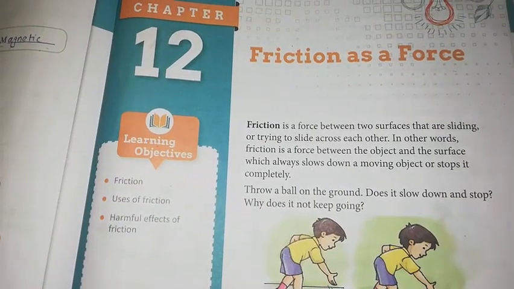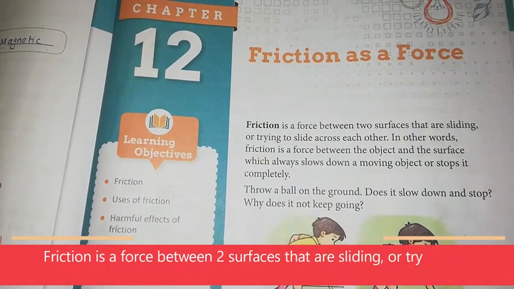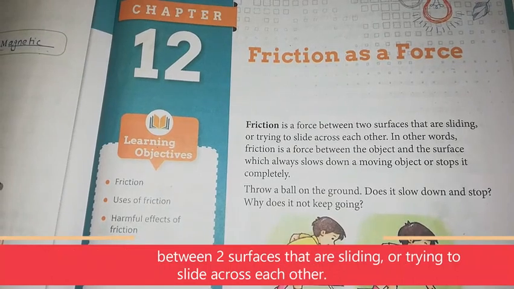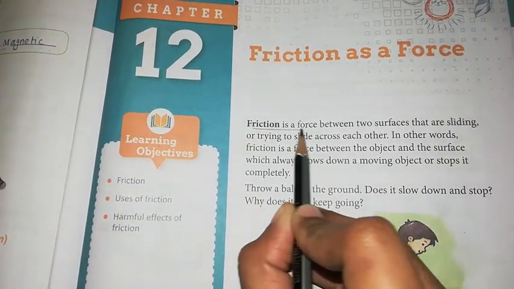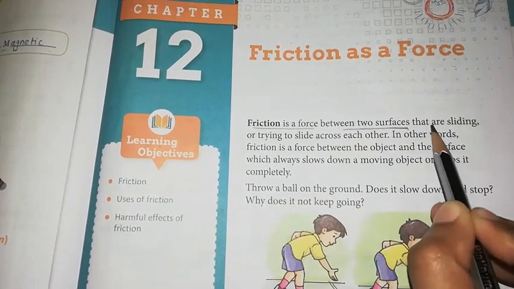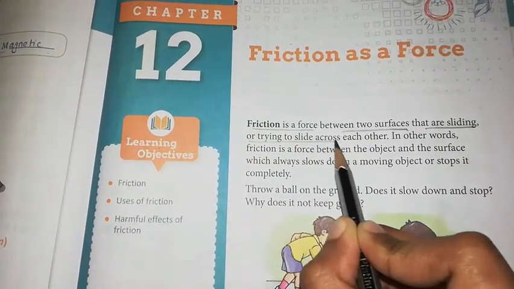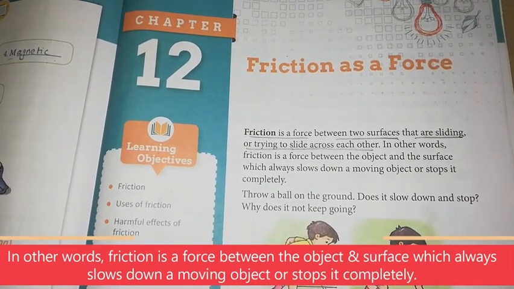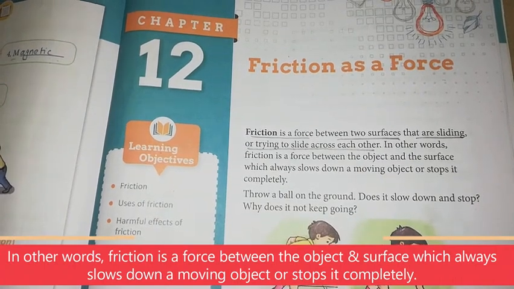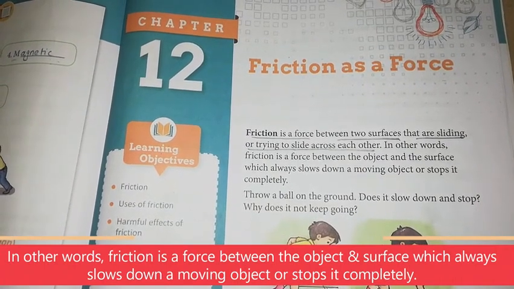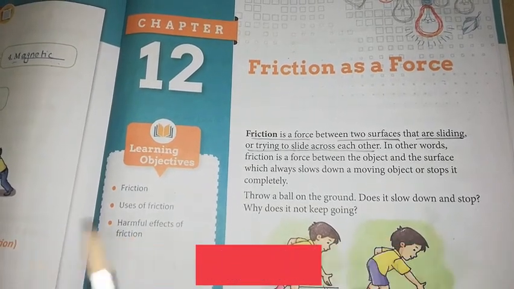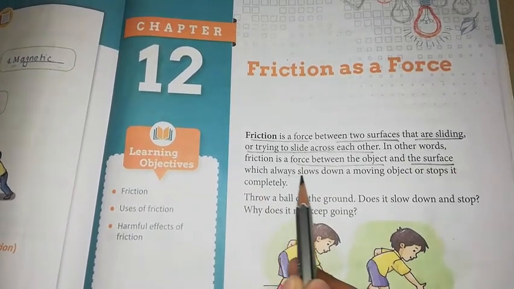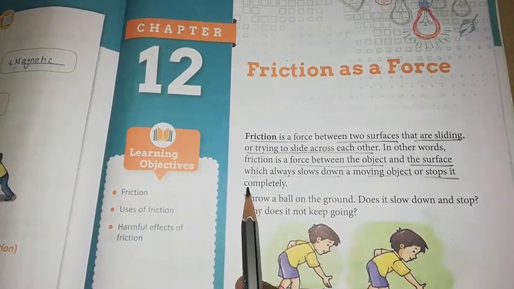So students, what is friction? Friction is a force between two surfaces that are sliding or trying to slide across each other. In other words, we can say friction is a force between the object and the surface which always slows down a moving object or stops it completely.